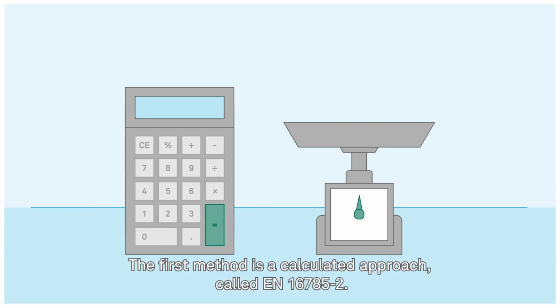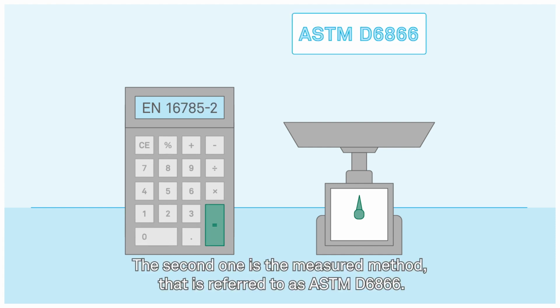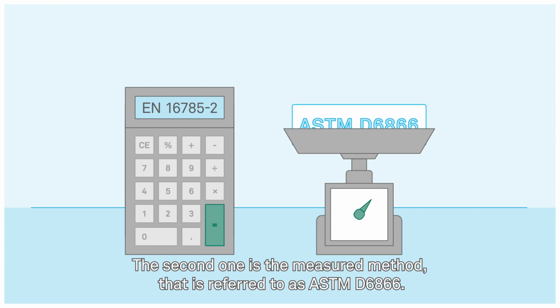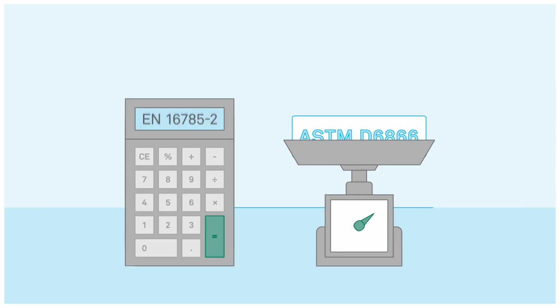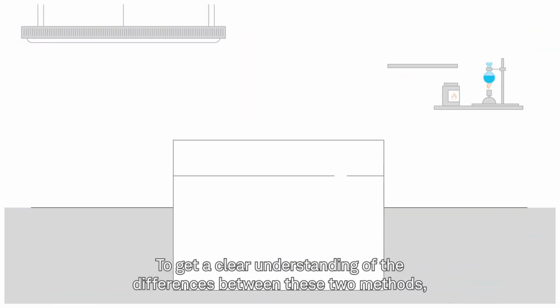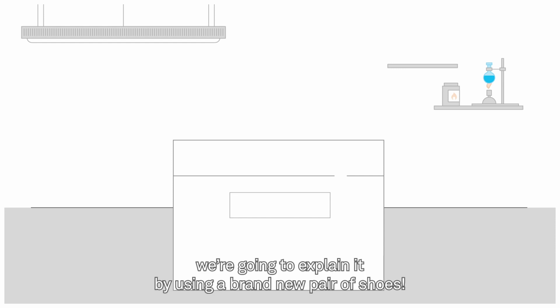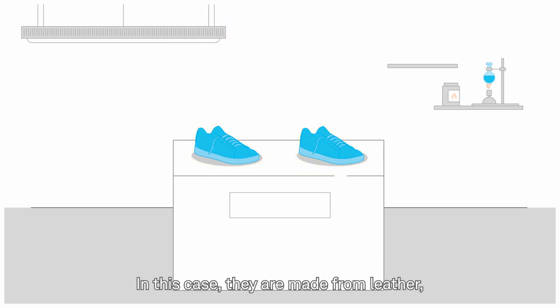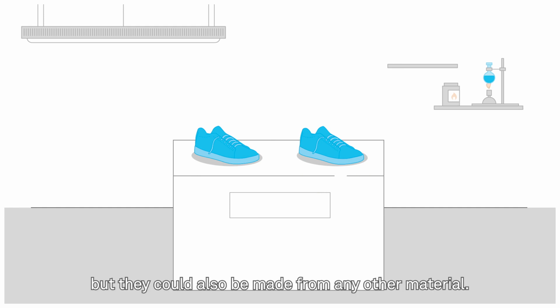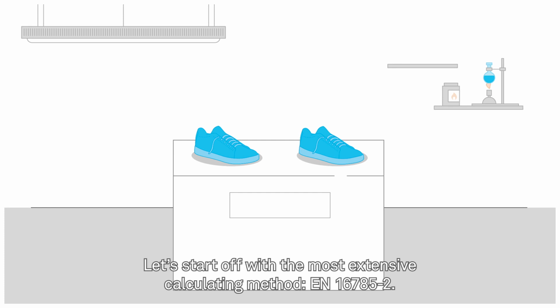The first method is a calculated approach called EN 16785-2. The second one is a measured method that is referred to as ASTM D6866. To get a clear understanding of the differences between these two methods, we're going to explain it by using a brand new pair of shoes. In this case, they are made from leather, but they could also be made from any other material. Let's start off with the most extensive calculating method, EN 16785-2.